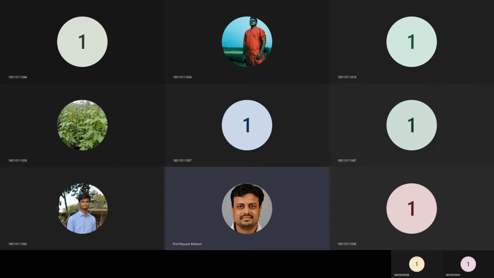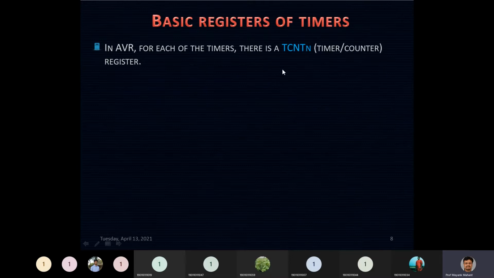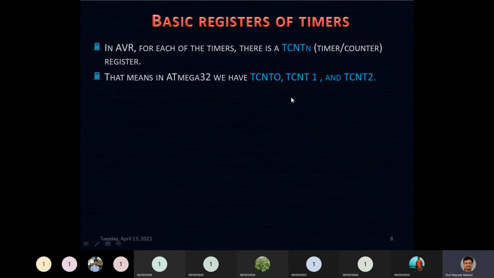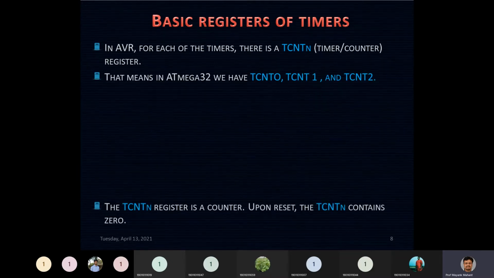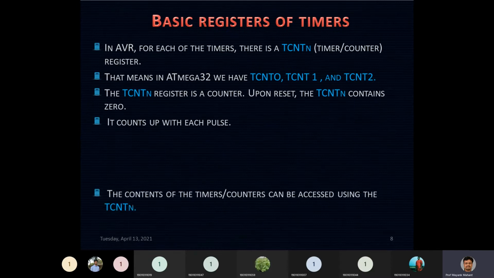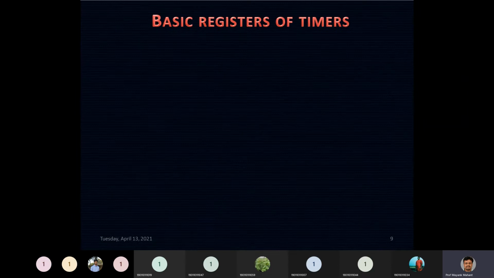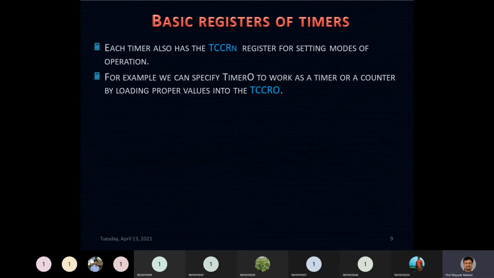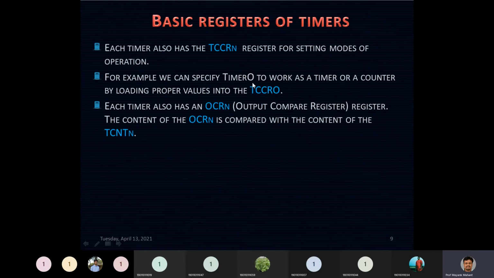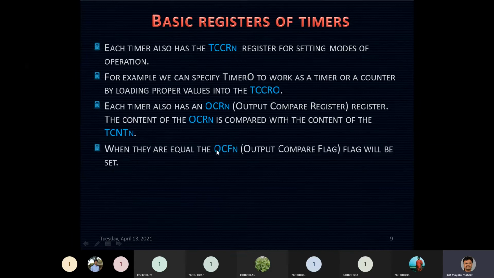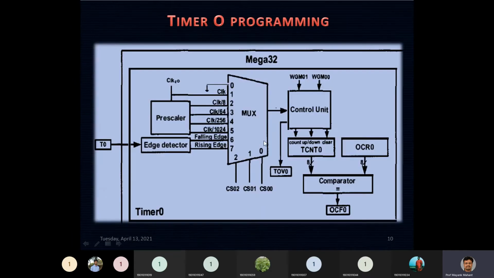We have also seen all the registers associated with all the timers. The names are TCNT, and then the other is TCCR, and the name depends upon whether it is associated with 0, then it will be TCCR0. If it is associated with 1, then TCCR1. And we have the compare register, that is OCR, whose value is continuously being compared with TCNT, and according to the match the flag would be raised.